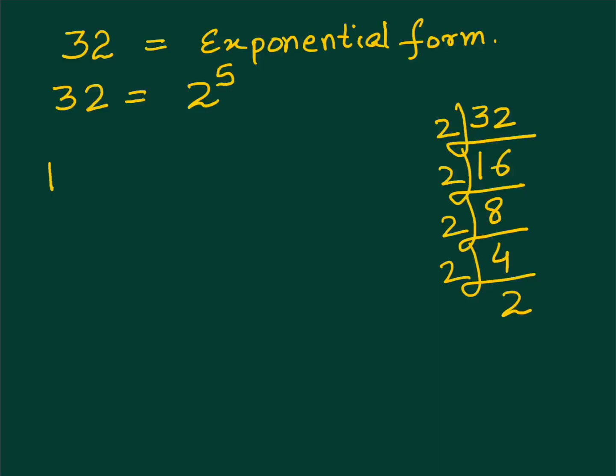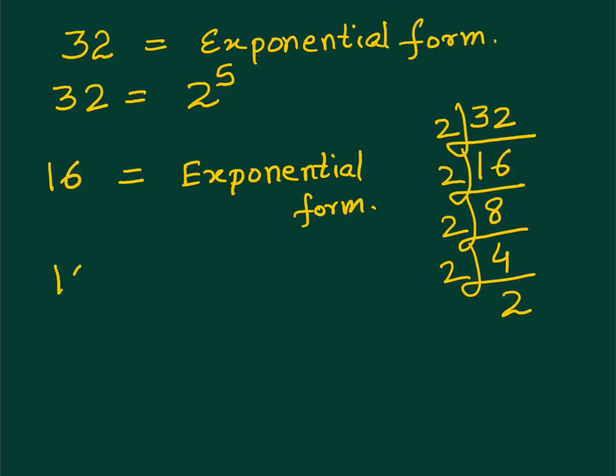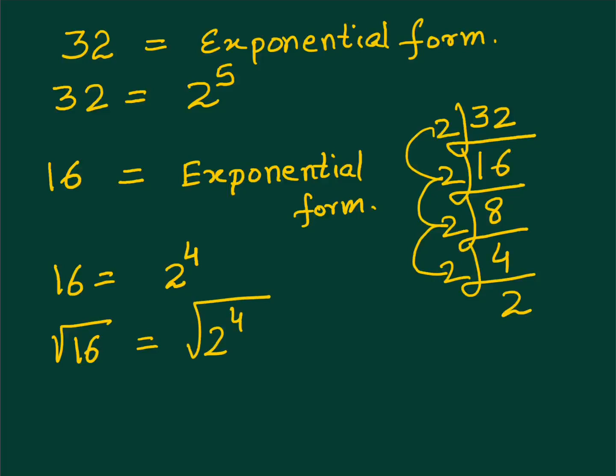Okay, same way, try writing 16 in exponential form. Write it yourself. Try it now. Yes, very good. 2 times 2 is 4, 4 times 2 is 8, 8 times 2 is 16. So this becomes 2 to the power of 4. Let's suppose I ask you to find out the square root of 16. So what will you do over here? Yes, simple. You will take the square root of 2 to the power 4.